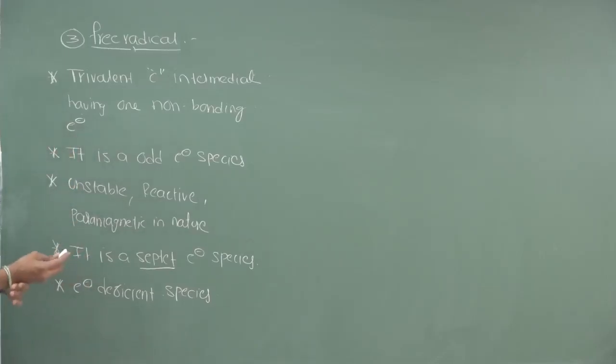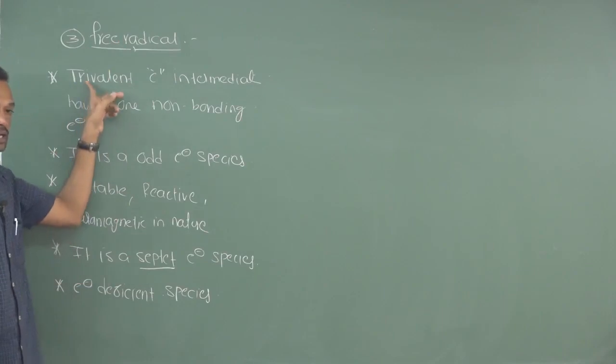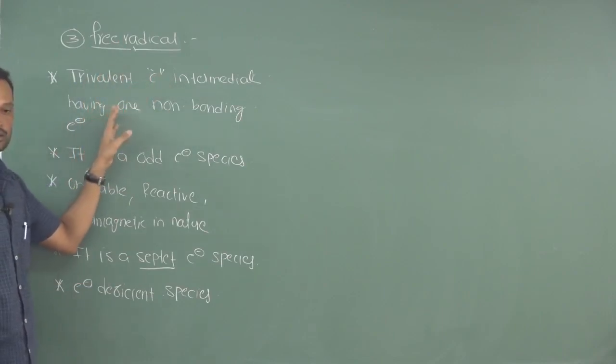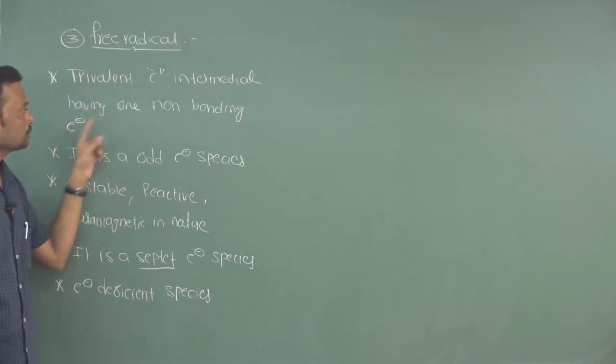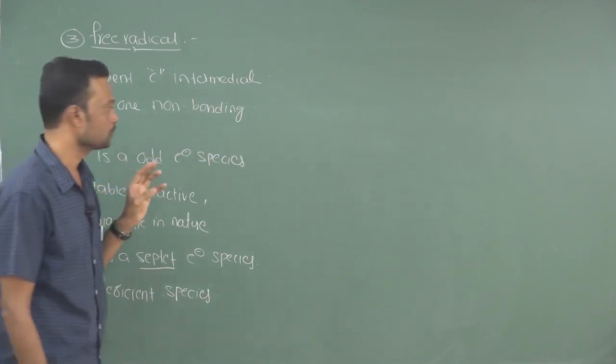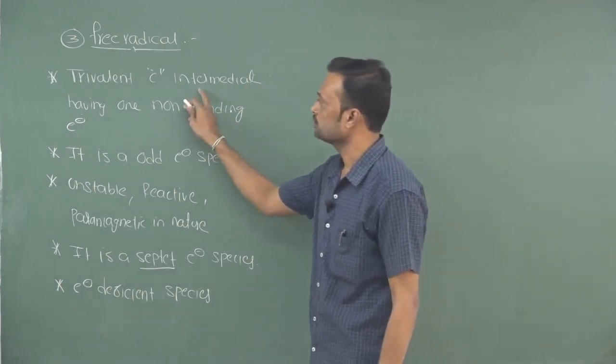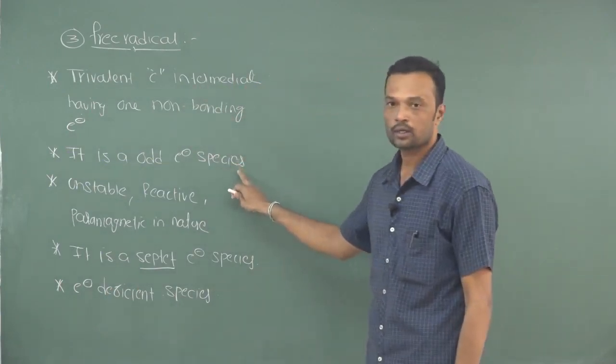Yes. So the next reactive intermediate is the free radical. Free radicals are trivalent carbon intermediates having one non-bonding electron, which is one electron not involved in bonding. So it is an odd electron species. Due to this particular property, it is found to be an odd electron species.